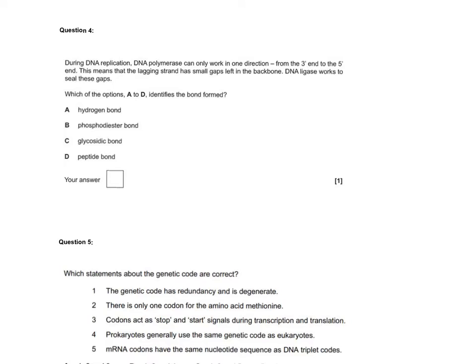Question 4 is looking at DNA replication going from 3' to 5' end, so it might be useful to draw yourself a little nucleotide there to think this one through. This means the lagging strands have small gaps left in the backbone. DNA ligase works to seal these gaps. Which of the options A to D identifies the bond formed? So it's saying this bond here, that's the phosphodiester bond, so your answer there is B.